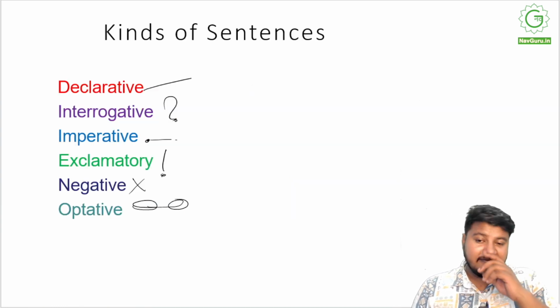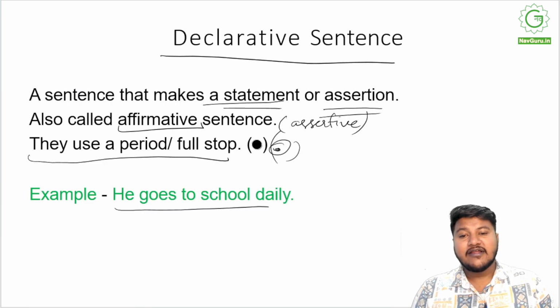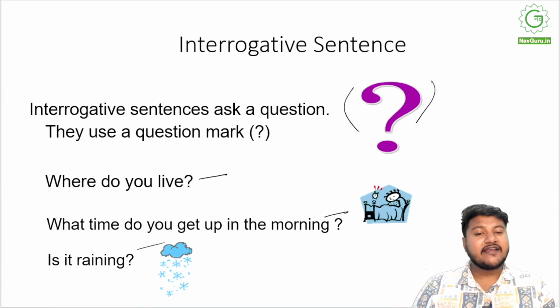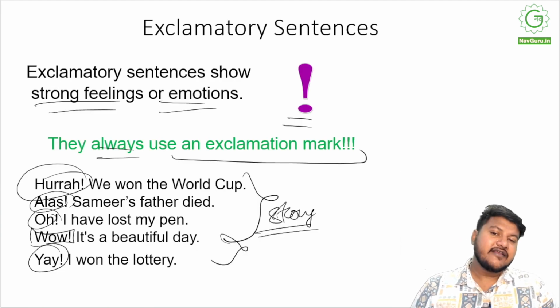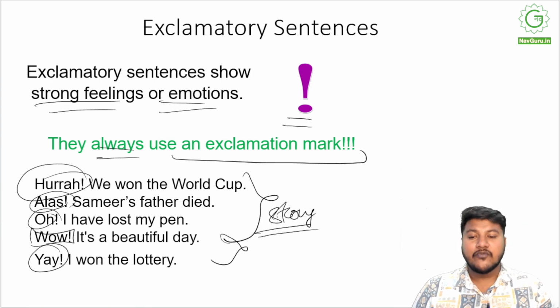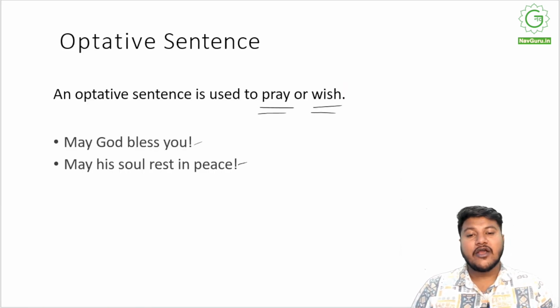There are six kinds of sentences: declarative, interrogative, imperative, exclamatory, negative, and optative. Declarative sentences are statements or assertions, they use a full stop. Interrogative sentences ask a question, they use a question mark. Imperative sentences express command, advice, or request, so be careful with these ones. Exclamatory sentences show strong feelings, extreme emotions, and they'll always use an exclamation mark. Negative sentences are used to negate or deny something, so they'll always have negative words in them like never, not, nil, none. And optative sentences are used to pray or wish, they will also carry exclamation marks, right?